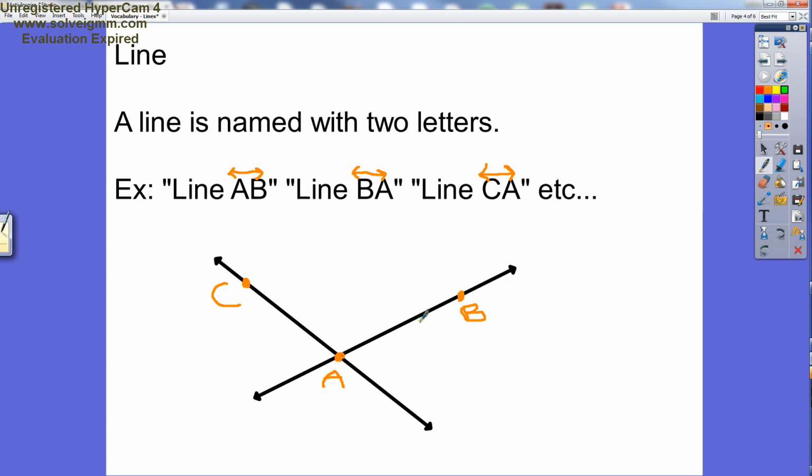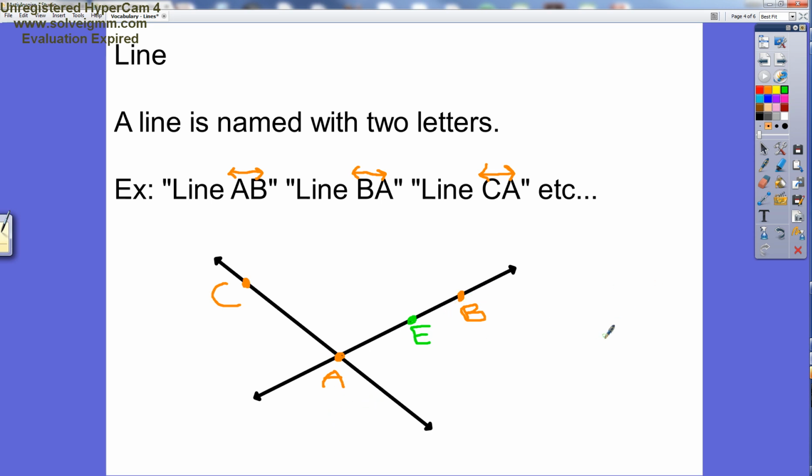If there's an E on here, I now have a bunch of different ways. I could call it line AE, line EA, line EB, line BE, line AB, line BA. It doesn't matter the order. We pick 2 points on the line so that we can just name it. And the reason we use 2 points is because through any 2 points, there only ever exists one line.